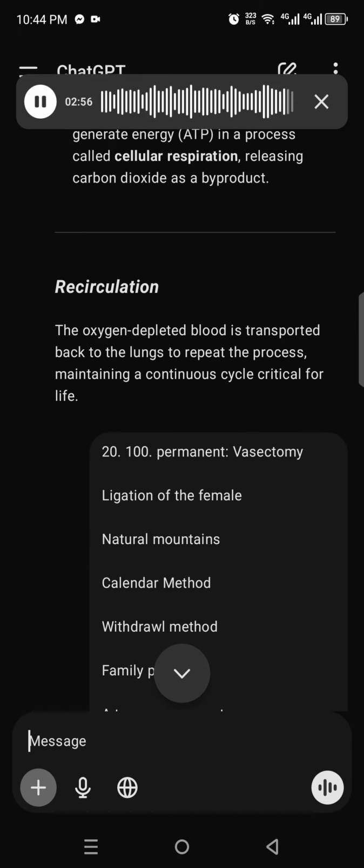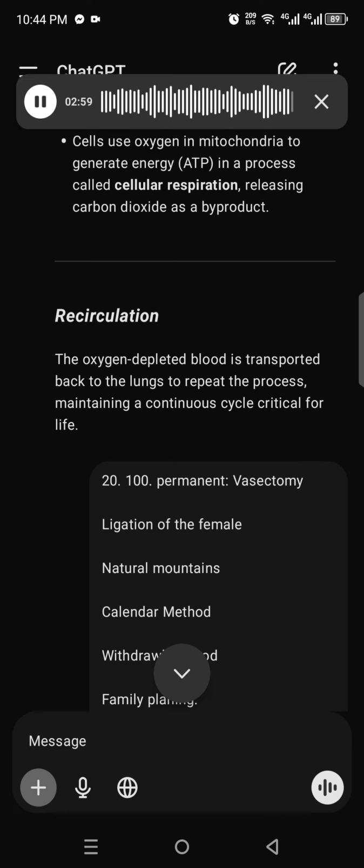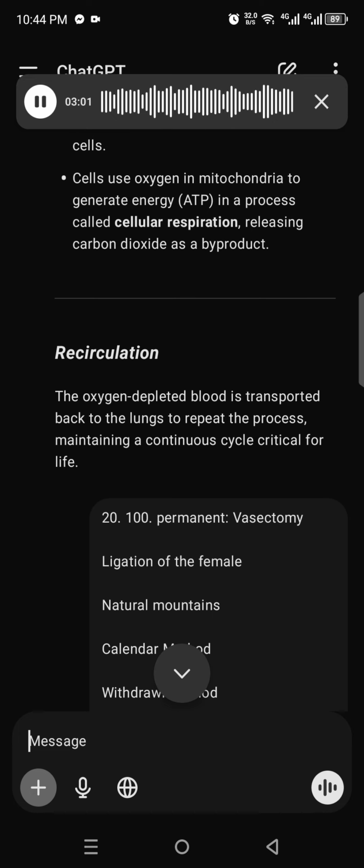Recirculation. The oxygen-depleted blood is transported back to the lungs to repeat the process, maintaining a continuous cycle critical for life.